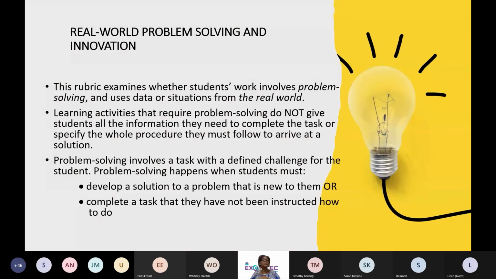Which is real world problem solving and innovation. So this rubric examines whether students' work involves real problem solving, using data or situations from the real world, not textbook, not simulations. No, real life data, real life situations. So we have a deficiency of vitamins in our neighborhood. Children are suffering from scurvy and all that.